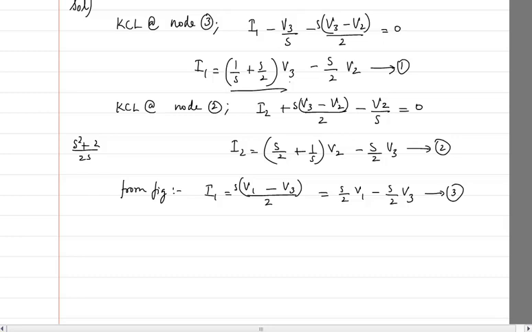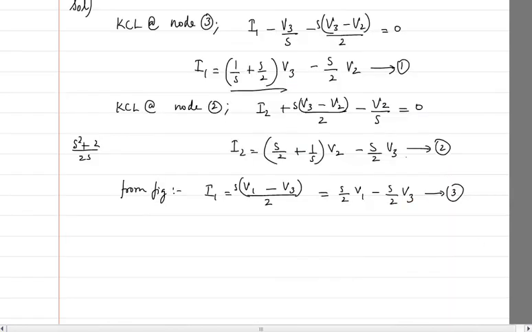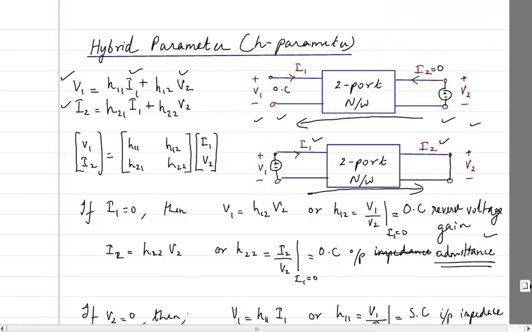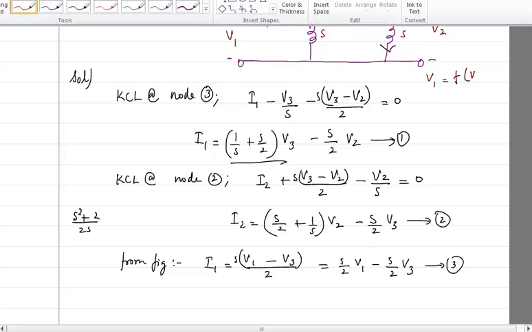One thing that I can do is avoid this V3. Let me again look at the equation. Here I have I1 and V2. Let me write this equation here, in a different color, so that I don't have to always look. V1 is a function of I1 and V2. So let me write that properly.